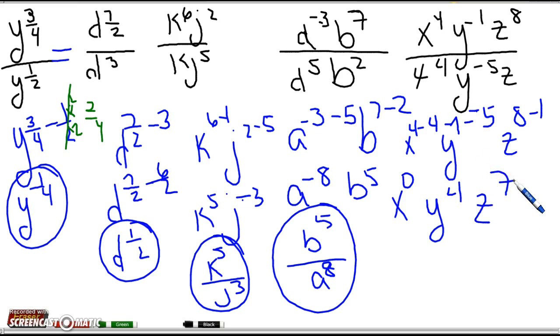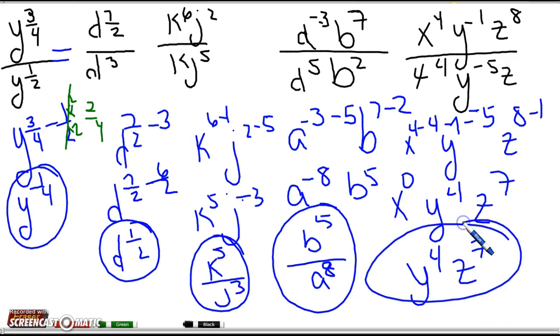Well, x to the 0 is 1. And so I'm left with y to the 4th, z to the 7th. I hope this helps.